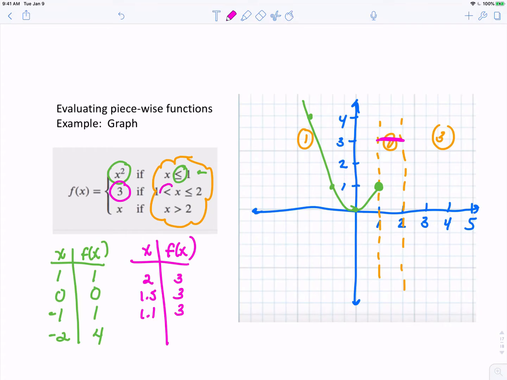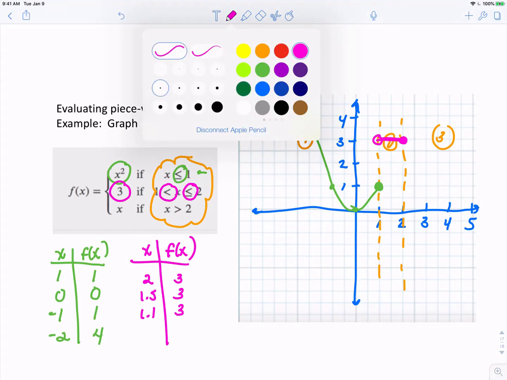Because we have an inequality sign here that doesn't have an equal sign, I'm going to fill in an open circle here. And because we have an equality sign here, we're going to fill in a closed circle on the right. And finally, let's take a look at our last piece.